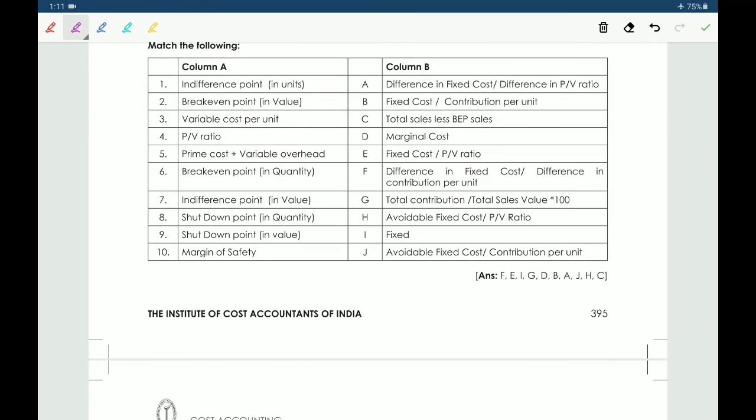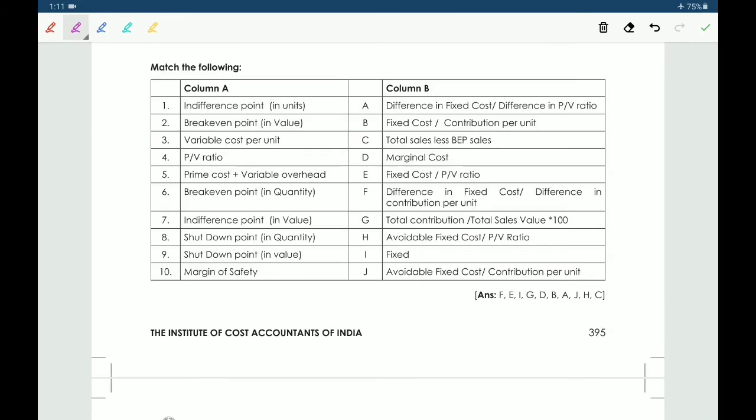Next, match the following. The first one is indifference point in units. Difference in fixed cost by difference in contribution per unit. Here asking units, that's why we take contribution per unit. So difference in fixed cost by difference in contribution per unit gives indifference point in units.